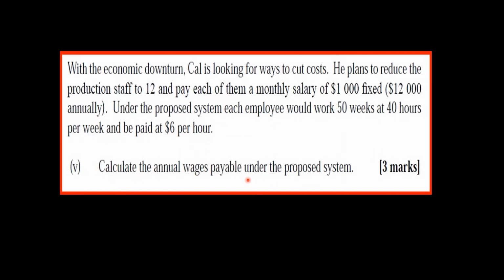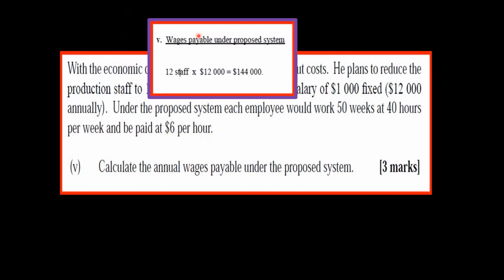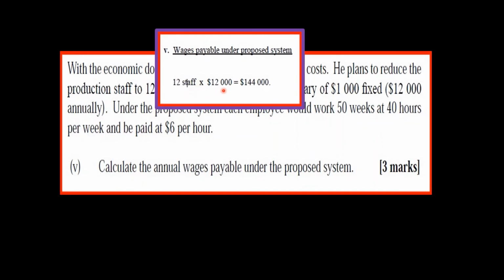Calculate the annual wages payable under the proposed system. Okay, the annual wages would be 12 staff by 12,000 equals 144,000. If we check it this way, we will get the same thing. 50 weeks at 40 hours is 2,000 hours and we multiply by 6, we'll get $12,000, sorry, at 12 workers, and that gives us 144,000 as well.